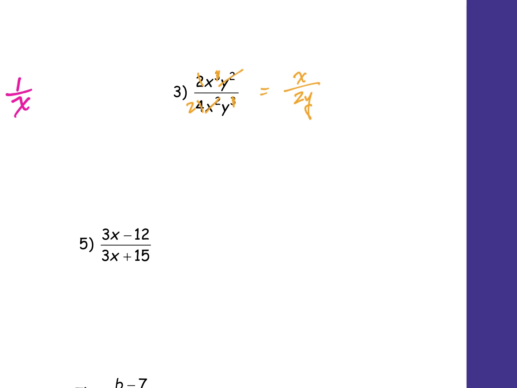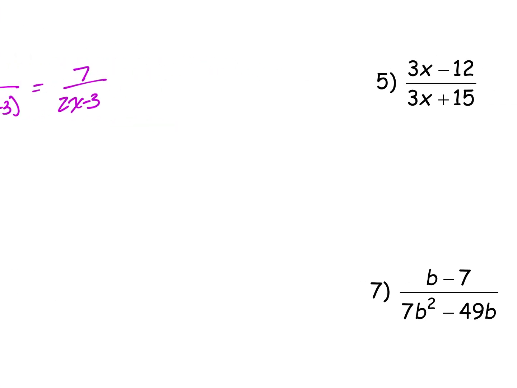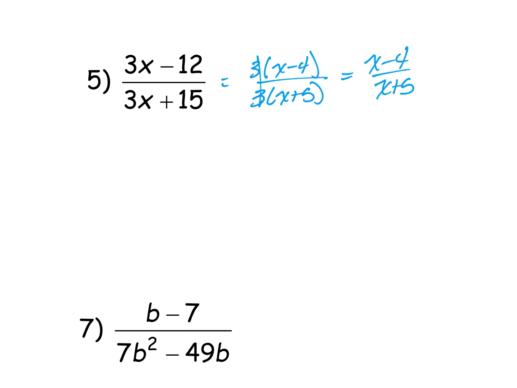And then number 4, I can factor a 3 out on the bottom and I get 2x minus 3. And then 3 goes into 21 7 times. So it's 7 over 2x minus 3. Number 5 comes after 4. That's really good. Okay, so factor a 3 out on the top and I get x minus 4. A 3 out on the bottom and I get x plus 5. And I'm going to get x minus 4 over x plus 5.